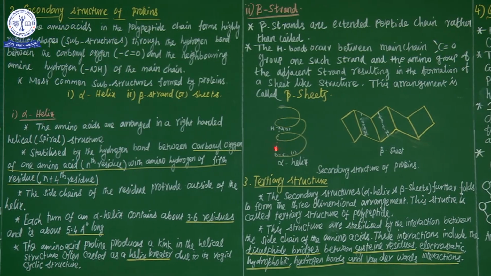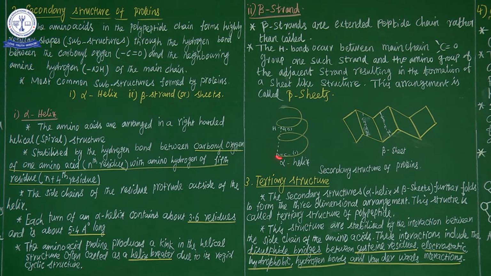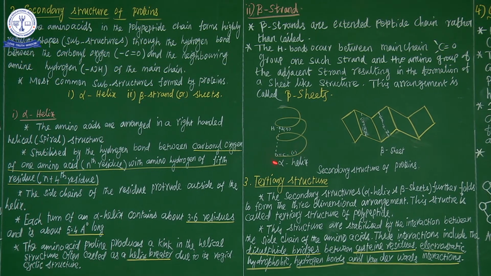So the hydrogen bond is formed between the carbonyl oxygen of the nth residue, the carbonyl oxygen of one amino acid, that is the nth residue, the first amino acid, with the fifth amino acid residue. So the fifth amino acid is n+4, with the NH group of the fifth amino acid. So the helical structure is stabilized by the hydrogen bond between the carbonyl oxygen of one amino acid, that is the nth residue, with the amino hydrogen of the fifth residue, that is the n+4th residue. It forms in between these two, which stabilizes the helical structure.